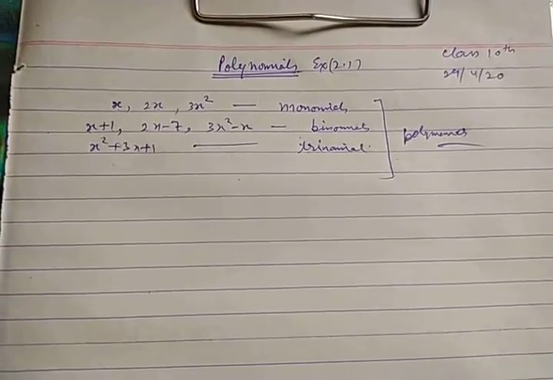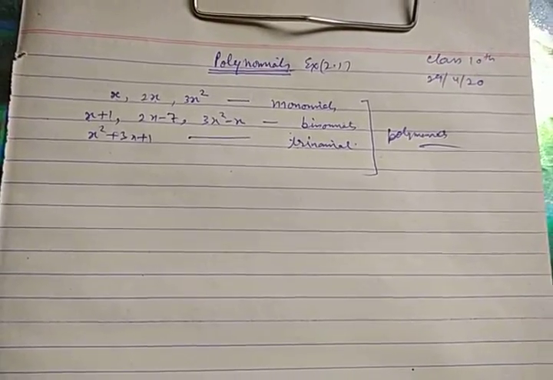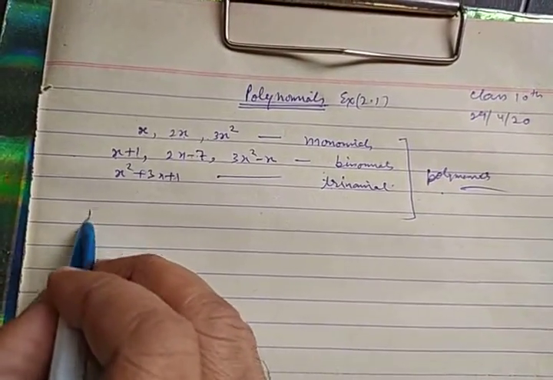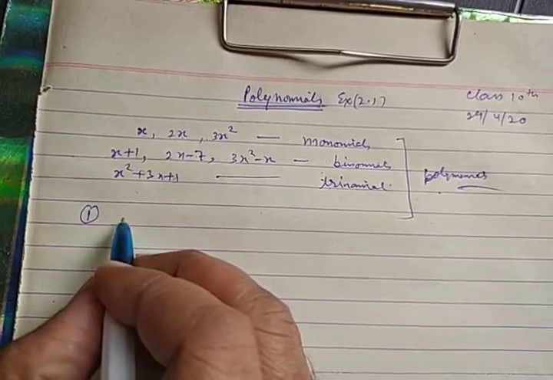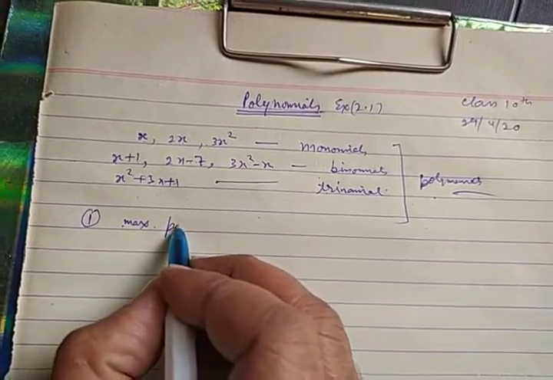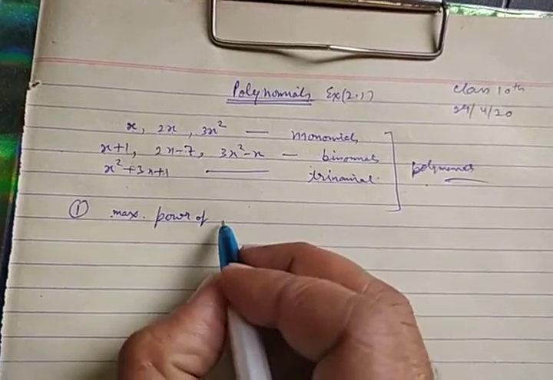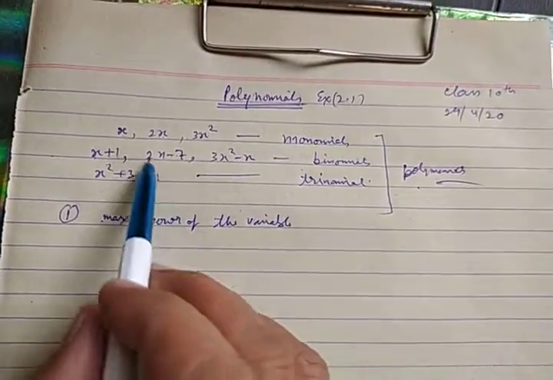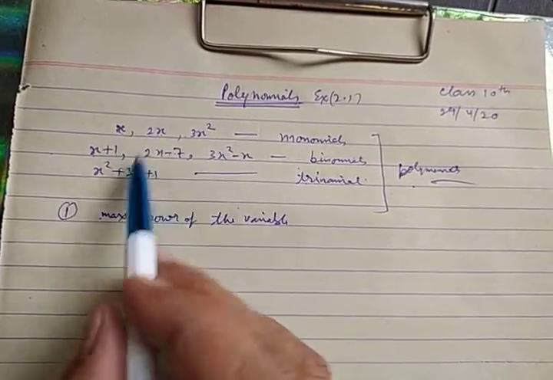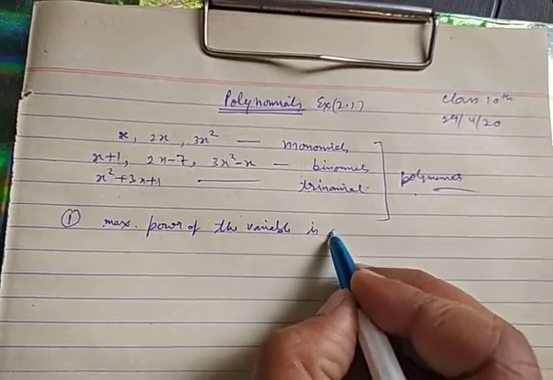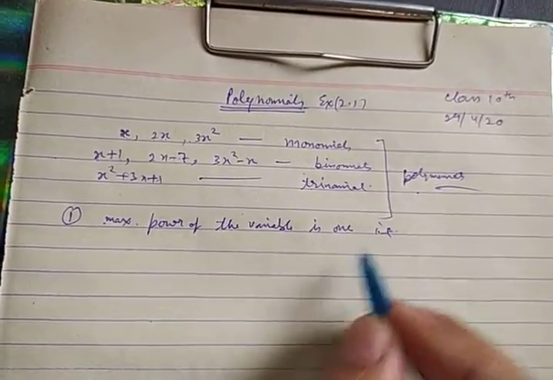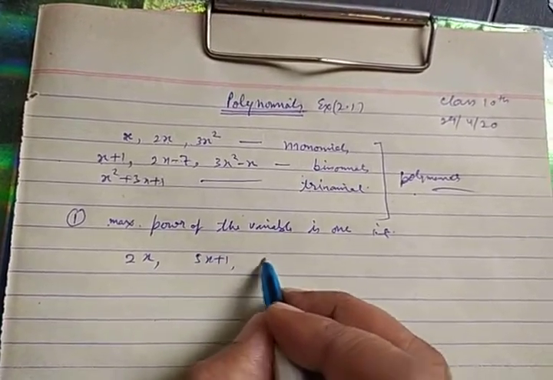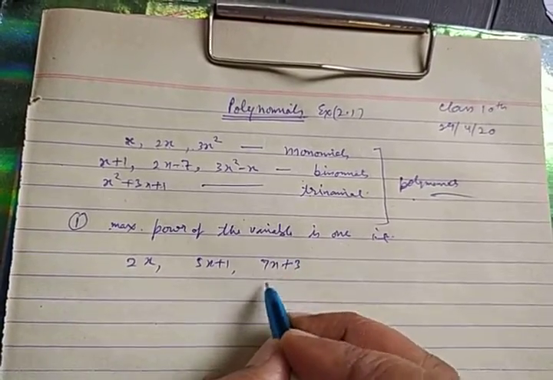Now let us understand some specific cases of polynomials. First you should understand the maximum power of the variable. Variable means x is the variable in all these examples. If the maximum power is 1, for example, 2x, 5x plus 1, 7x plus 3, whatever.